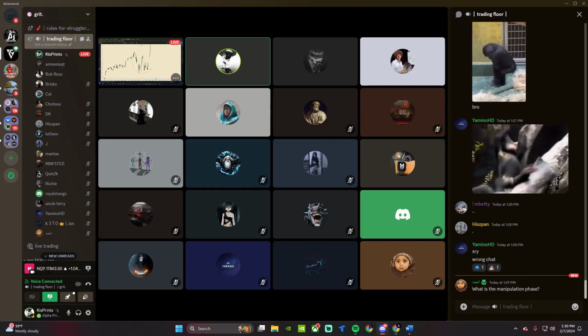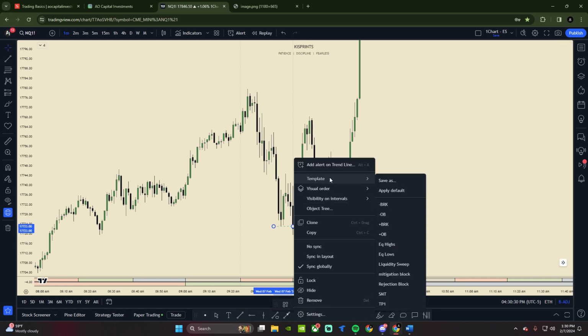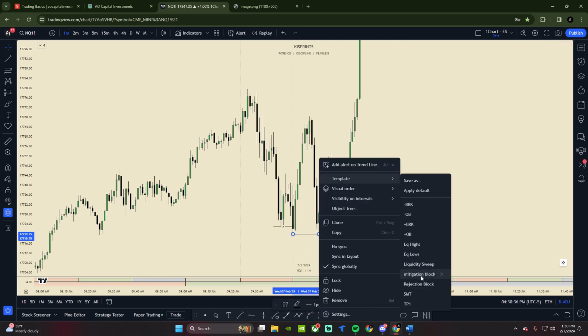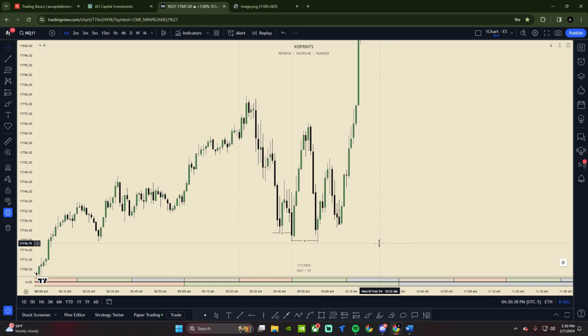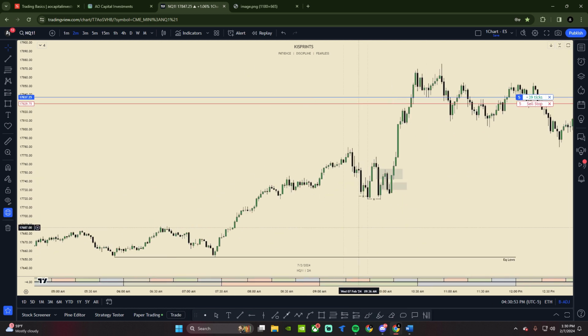What is the manipulation phase? It's essentially, how do I explain this? It's a liquidity sweep. This is a liquidity sweep because we run the previous low. So this is all manipulation, but this in itself isn't the setup. Once we sweep liquidity, on the liquidity sweep leg, you look for an imbalance. There's two imbalances here, so this is invalid. I wouldn't take this. On the 2-minute, I look for one imbalance on the leg.